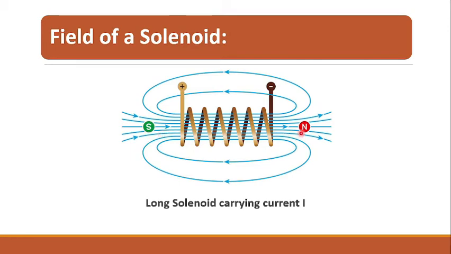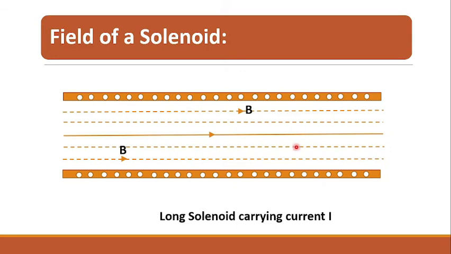So let us consider a solenoid having length very large compared to its diameter. It is carrying a current I. This figure shows a vertical cross section through the axis of a solenoid. For application of Ampere's law, consider a rectangular loop PQRSP such that side PQ is parallel to the axis of the solenoid, right?